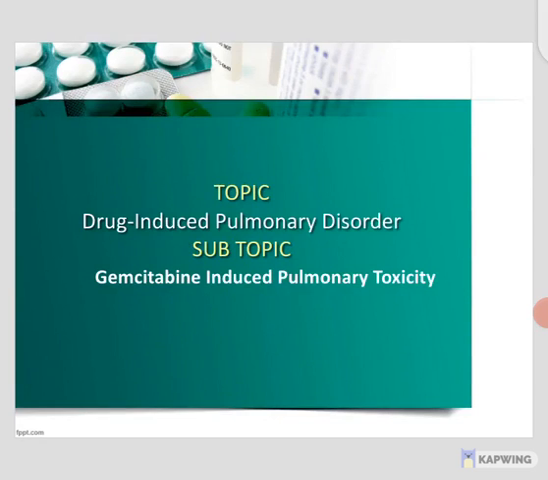The chapter assigned to my group is drug-induced pulmonary disorder. There are a number of drug-induced pulmonary disorders. I will be covering gemcitabine-induced pulmonary toxicity.